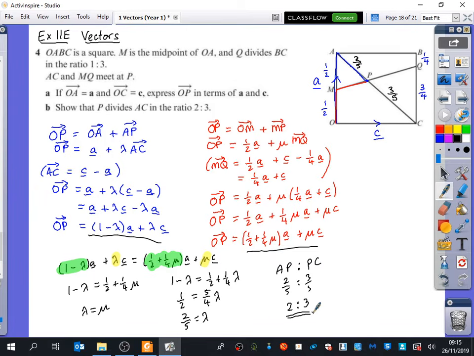And we also know that if lambda is 2/5, mu is also 2/5 as well. So this is also split into the same ratio, that this is 2/5, 3/5 as well, okay?